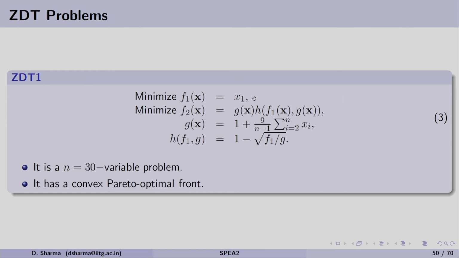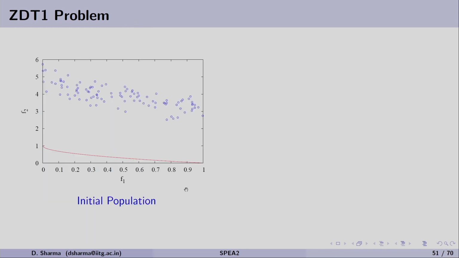Here the F1 objective is x1 and the F2 objective, which is made of the functions g and h, is given here. This is a 30 variable problem, and since it is a mathematical problem, we know where the Pareto optimal front is, and it is a convex Pareto front. We can see this is the initial population and the red line represents the Pareto front for the given problem.